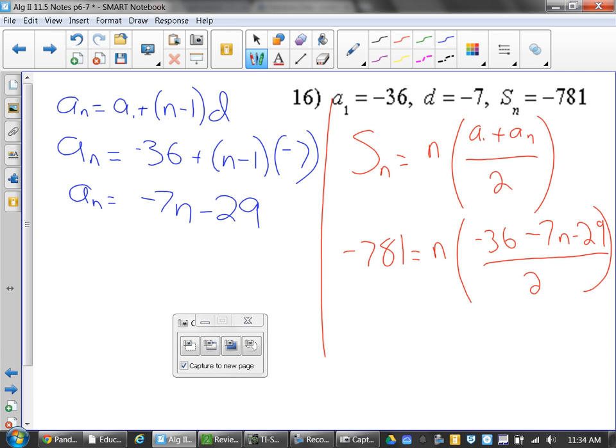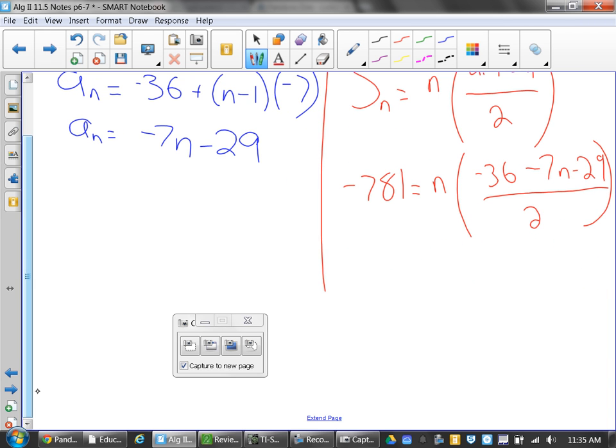With me on that? Okay. Now what do you do? Yep, multiply it by 2, and then what do I do with the other stuff in the parentheses? Yeah, combine like terms and distribute. So if I double the negative 781, what is that? 1562. And in here you get negative 65. So this is going to equal negative 7n squared minus 65n.